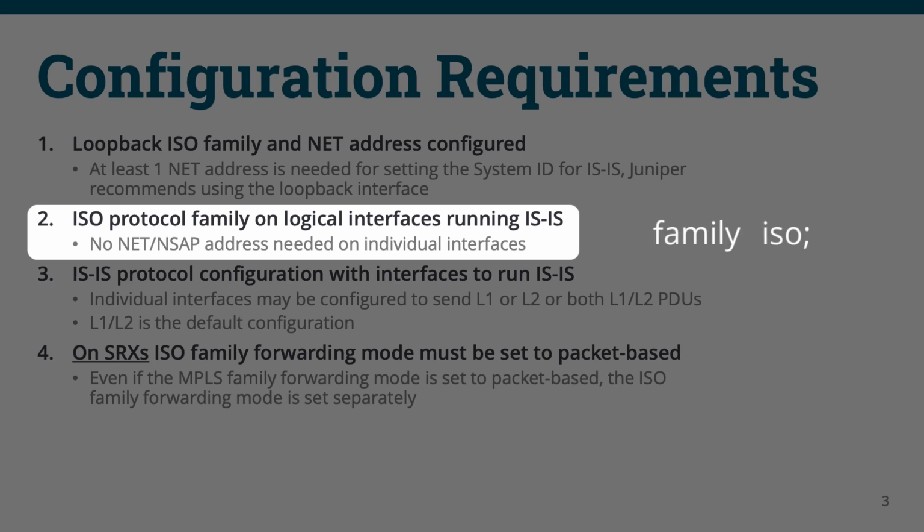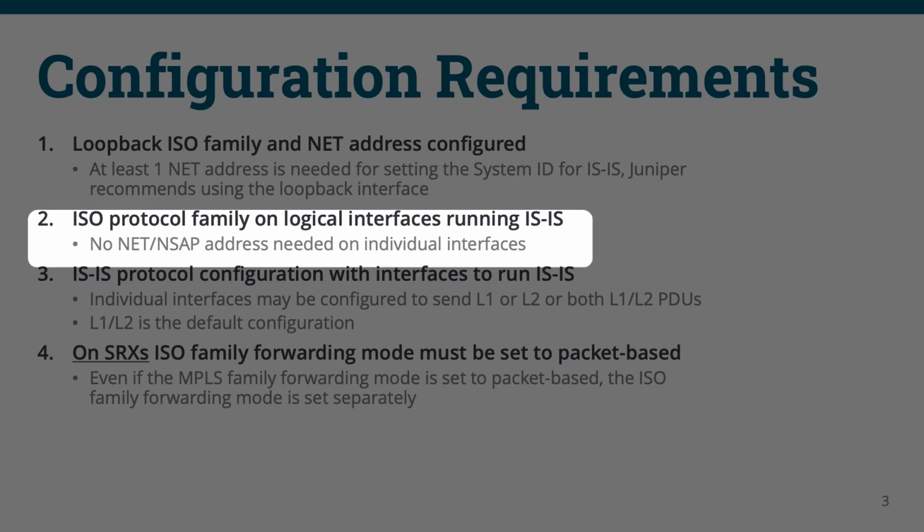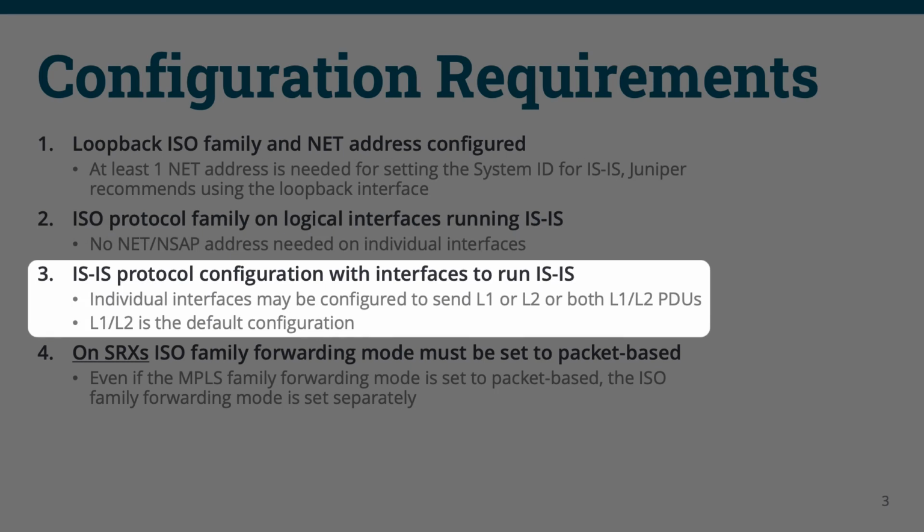The family ISO configuration command must simply be present on the interface logical units. This completes the interface configuration prerequisites for ISIS. And now the ISIS protocol may be configured. In the protocols ISIS configuration hierarchy, we'll set each participating interface in much the same way as in OSPF. By default, all interfaces will operate in L1/L2 mode, though they may be configured on a per interface basis as to whether we wish for them to form level 1 or level 2 adjacencies.